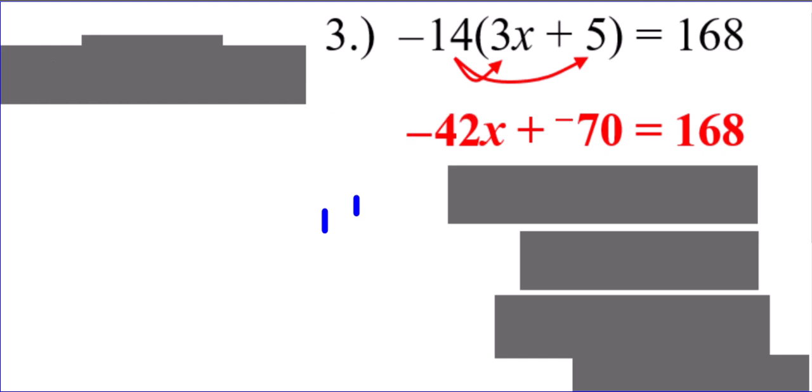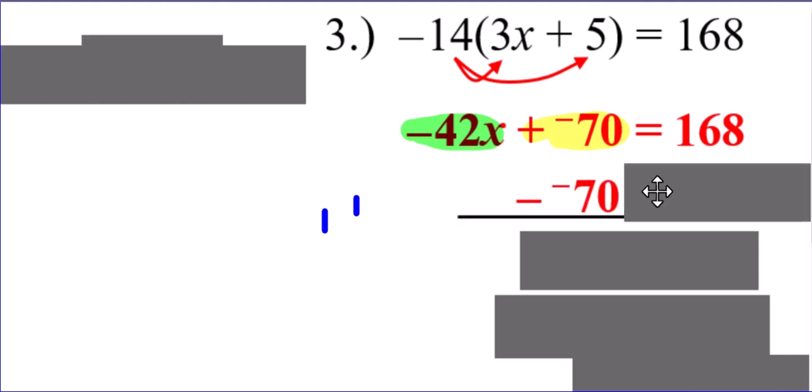And on problem number 3, just like on problem number 2, the variable is only on one side. So we don't need to add the opposite of the variable term to try to eliminate it from the side. It is only on this side. So what's happening to the variable? Well, it's being multiplied by negative 42, and then it's being added by negative 70. The inverse of adding by negative 70 is subtracting by negative 70.